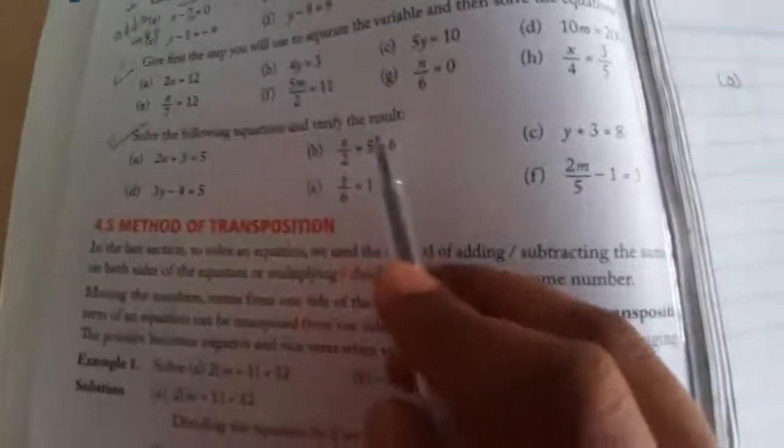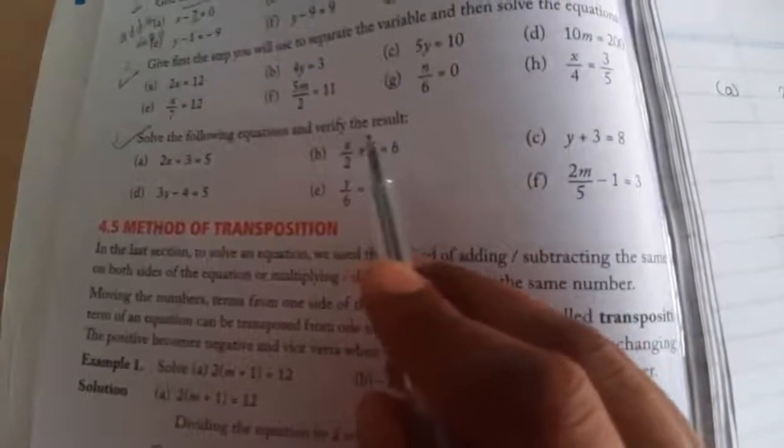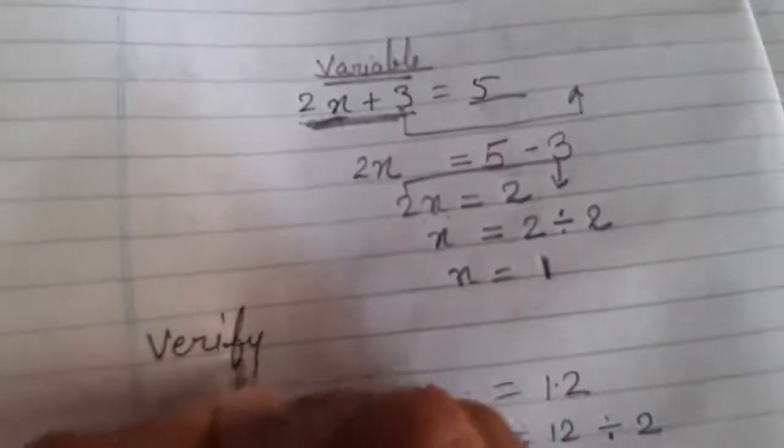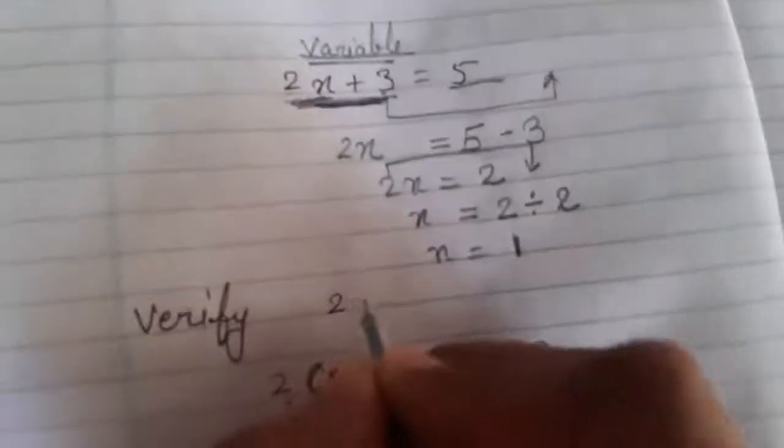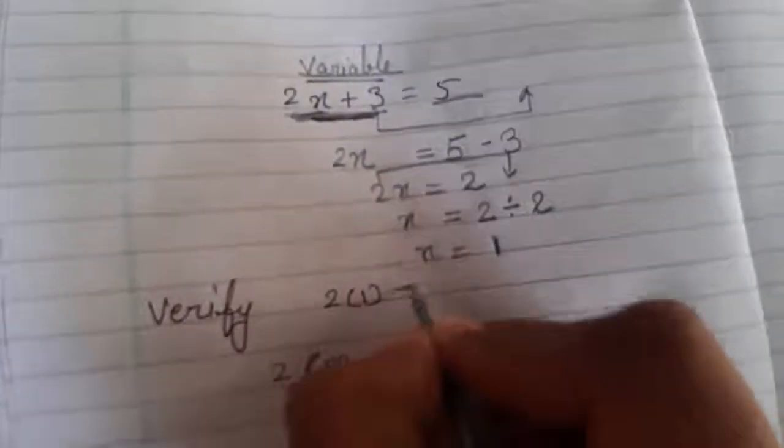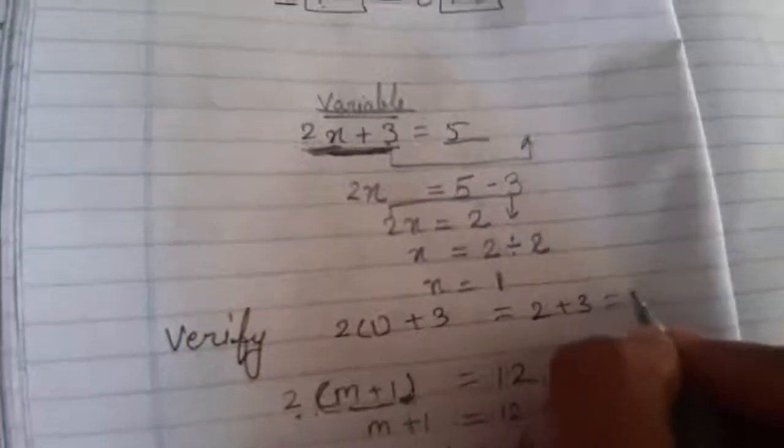And how to verify the result? Now second step, verify the result. How to verify? I already solved this, x equal to 1. How to verify the result? See here. If x equal to 1, you have to put it in this expression. If you are writing here x equal to 1, 2x plus 3, what will you get? 2 plus 3 equal to 5.